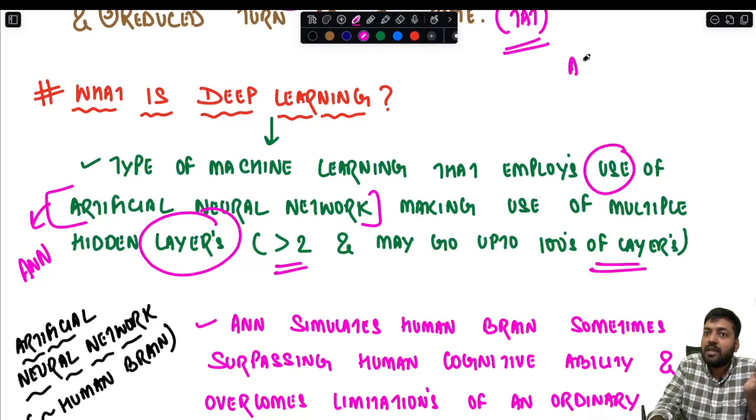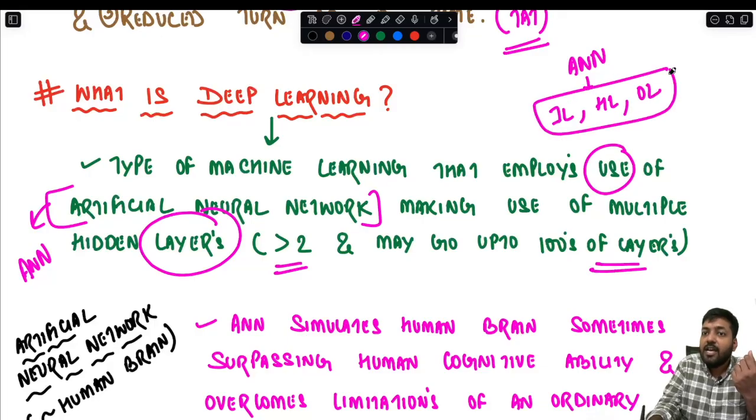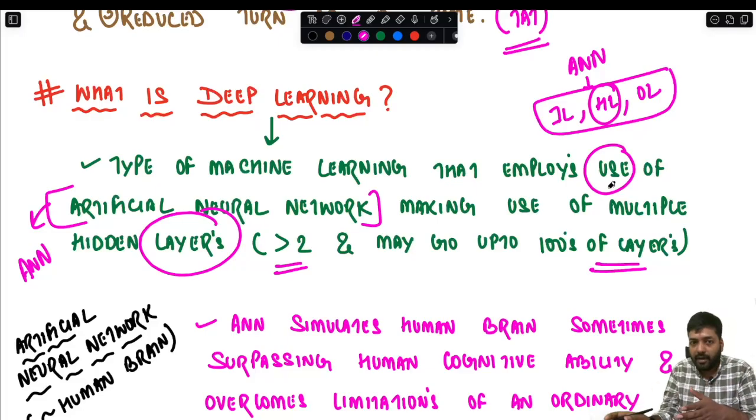So any artificial neural network, remember, has one input layer, one or more hidden layers, and an output layer. Whenever an artificial neural network employs two or more hidden layers, that type of learning is called deep learning, or DL. So DL always makes use of an artificial neural network, and such a network utilizes multiple hidden layers, at least two. Such kind of learning is called deep learning.